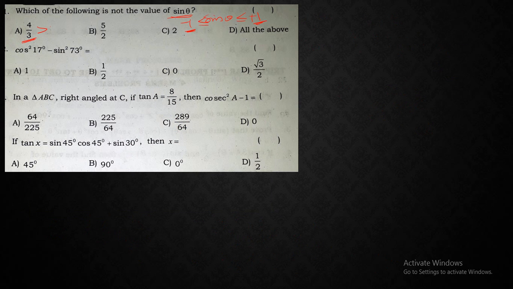So 4 by 3 means it is greater than 1. 5 by 2, it is also greater than 1. 2, it is also greater than 1. So hence all the above are not the values of sine theta, right?